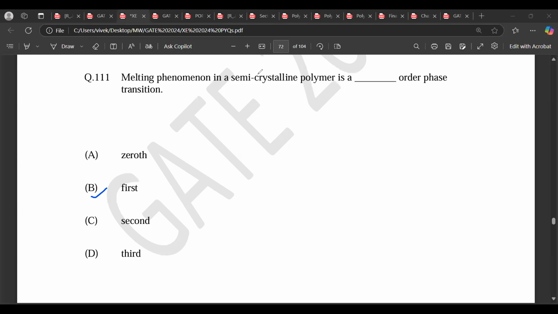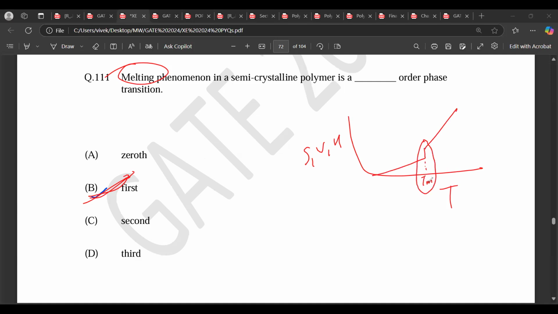So by default, your melting is going to be a first order transition. Why? Because with S, V, and H, you get a transition at Tm, where S, V, and H are all first order derivatives of G. That's why it's called a first order transition or transformation. Please remember this. Why I'm writing this is very important.